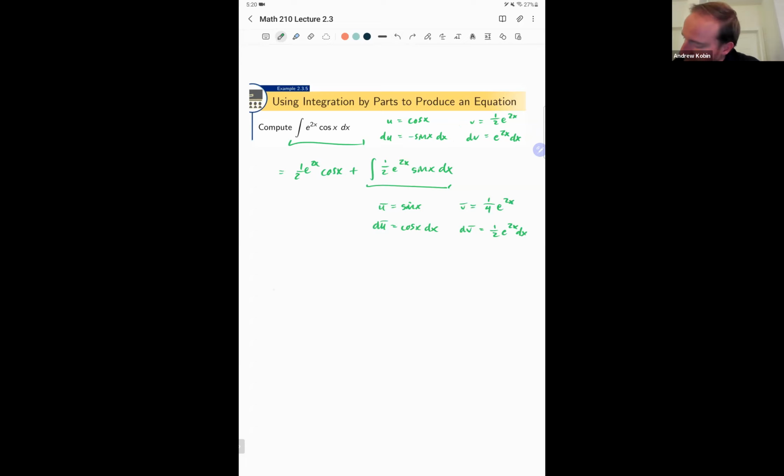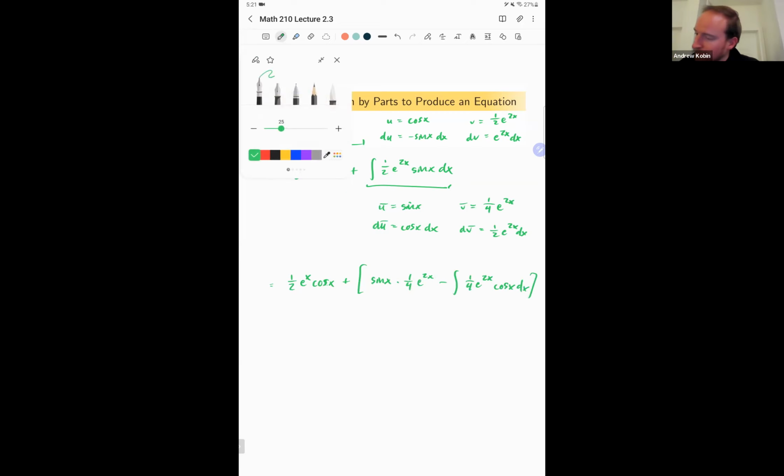Okay, let's make this integration by parts formula replacement. So I have the same first expression, put some big brackets, and this second integral now is the integral of u bar dv bar. So it gets replaced by u bar, sine of x, times v bar, 1/4 e to the 2x, minus the integral of v bar times du bar. Which I think I have everything correct here.